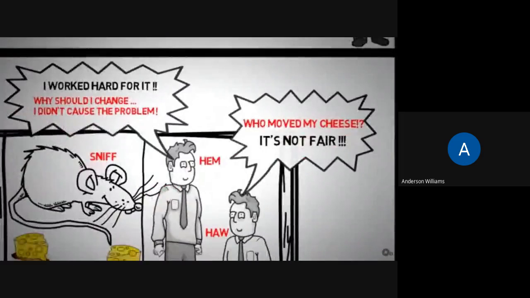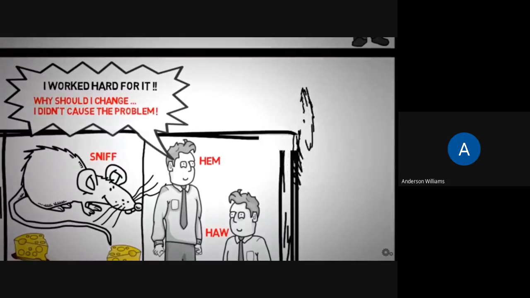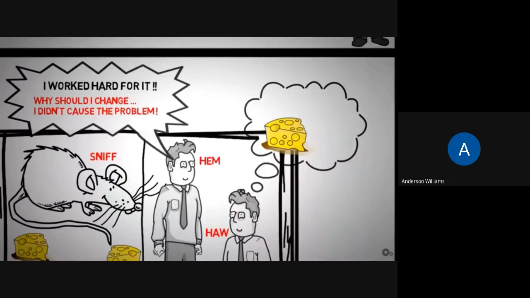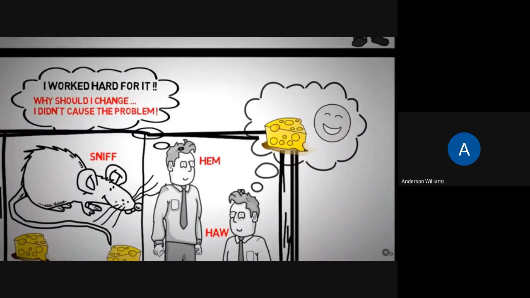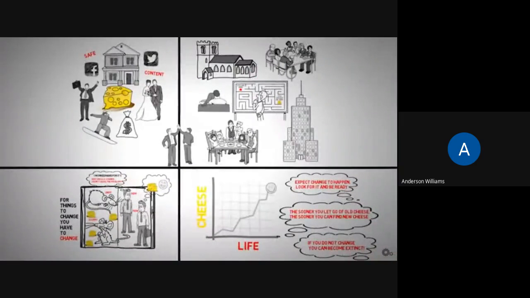As Haw enjoyed his newfound cheese, he reflected on past mistakes and realized nothing got better until he changed. He didn't like it at the time, but the change was a blessing in disguise. Hem was too stubborn, or proud, or just simply unwilling to change. Nobody knows what became of Hem. Move with the cheese.